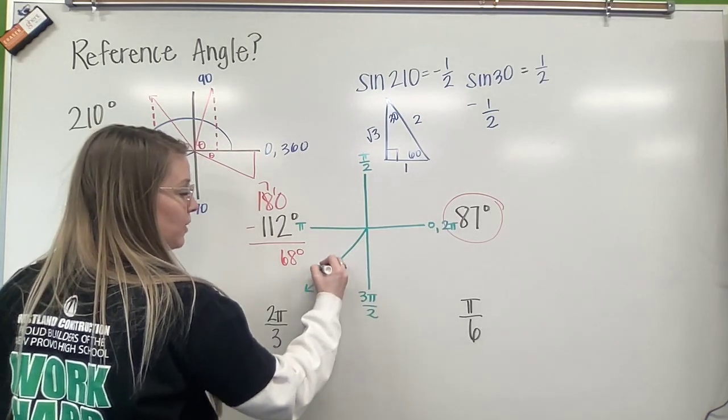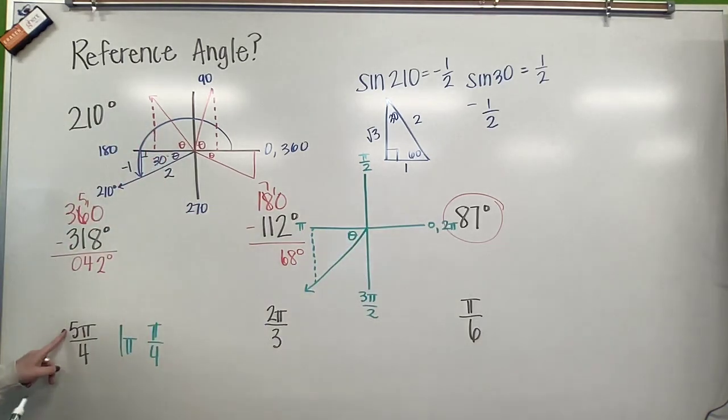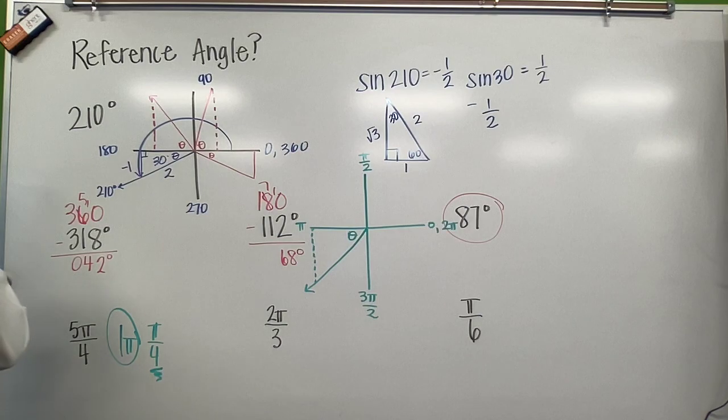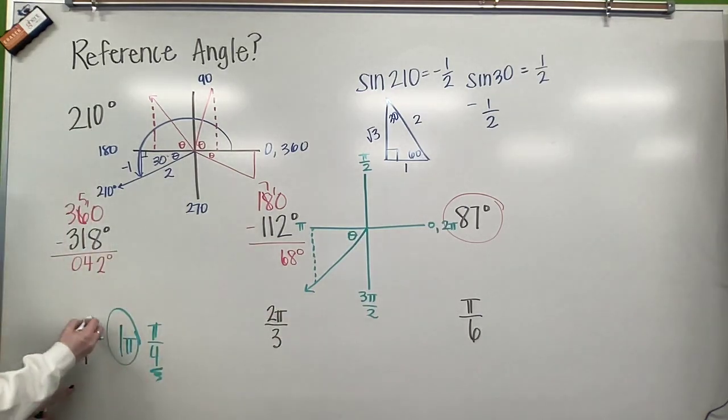We're still referring back to the x-axis to find that reference angle. Well, we have that 1 pi, and we've gone pi over 4 past pi radians. That reference angle's right there.